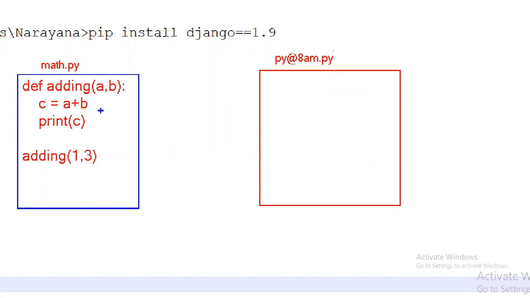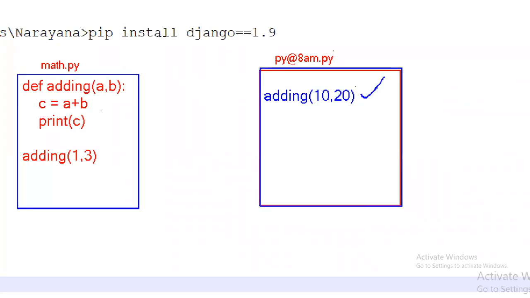Suppose, guys, here I'm calling directly. I'm calling adding for some 10, 20. I execute it here. It will check in this file only. Where is the definition? In this file, the definition is not there. It will throw a NameError: name 'adding' is not defined. It means that in this file, without creating it, we are using it.